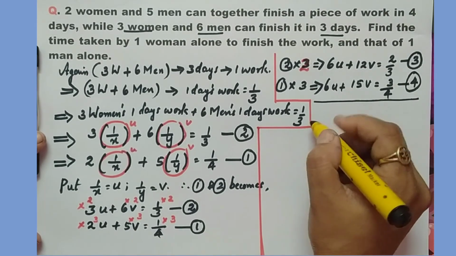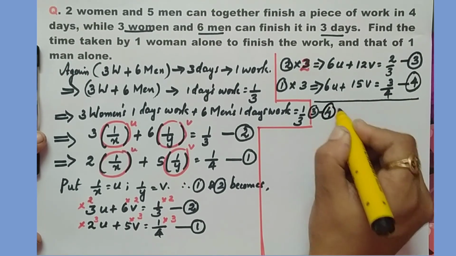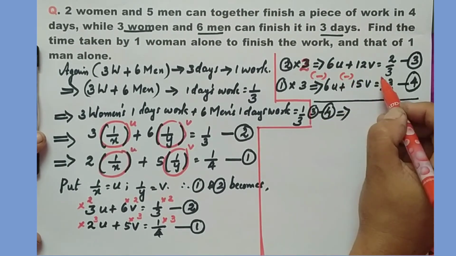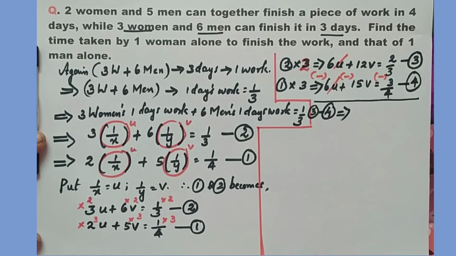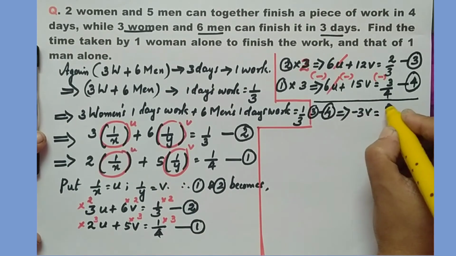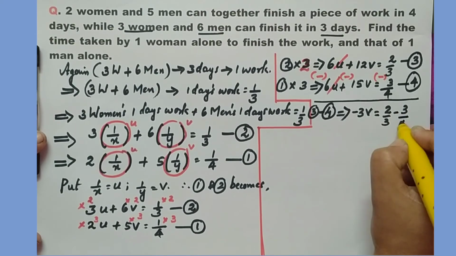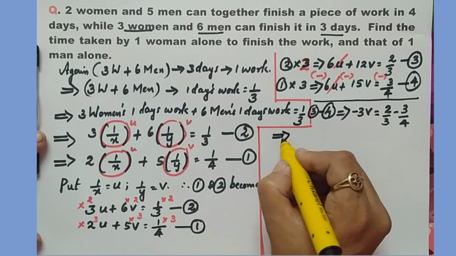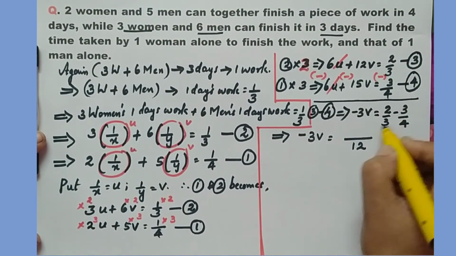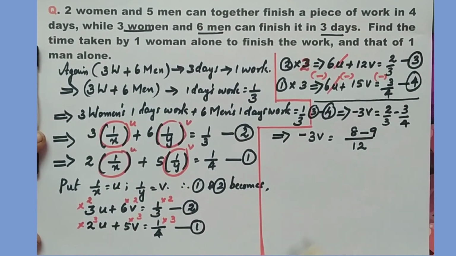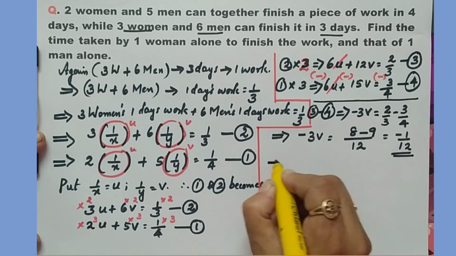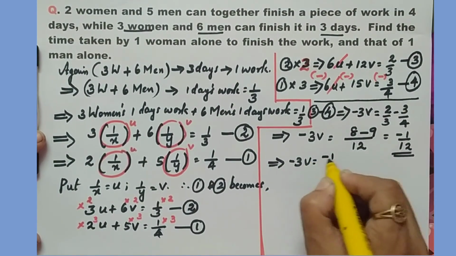How to solve this? Equation 3 minus equation 4 gives, when subtracting, below equation changes the sign: minus, minus, minus. So that plus 6u minus 6u get cancelled. 12 minus 15 is minus 3v equals, your right side is 2 by 3 minus 3 by 4. Which implies minus 3v equals, I can take the LCM, 4 3s are 12, 4 into 2 is 8 minus 3 into 3 is 9, which is equal to minus 1 by 12. Minus 3v equals minus 1 by 12.